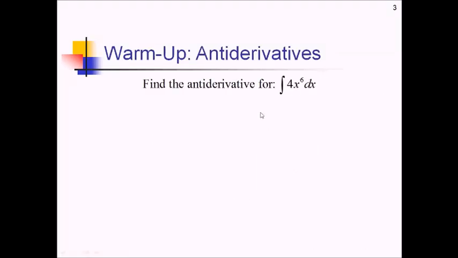For your warm-up here, go ahead and find the antiderivative of the integral of 4x to the 6 dx. And this is just an indefinite integral. All right, let's see how we did. So with these, again, you have to bump up the exponent. So this would be the 7th power, and then divide by the new exponent. So we would have 4 over 7 x to the 7th power. Don't forget the plus c.